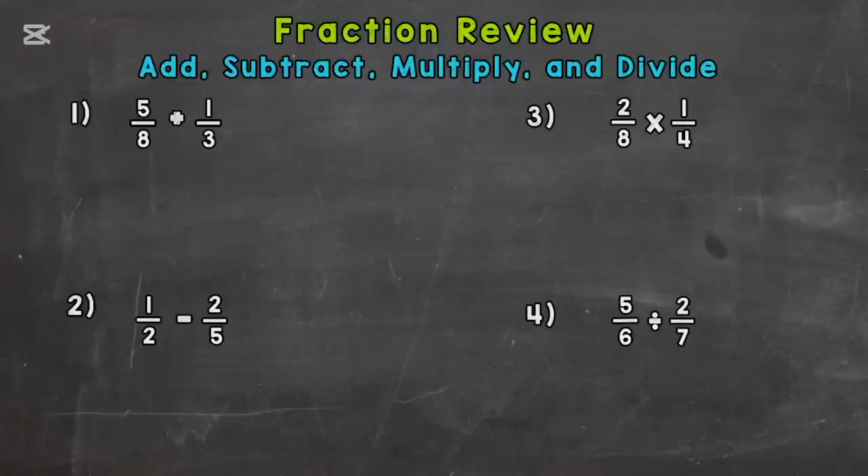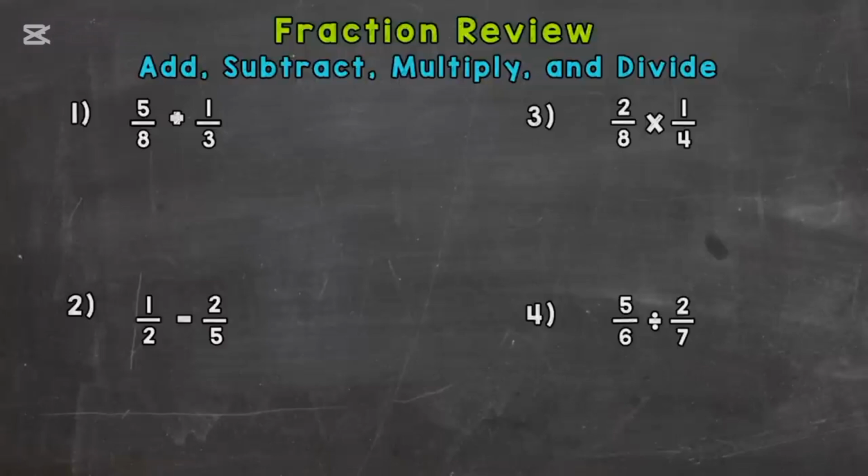Into number 1 here, where we have addition. 5/8 plus 1/3. Now with adding fractions, we cannot just start adding straight across. We need to make sure we have a common denominator first. So our denominators are an 8 and a 3.